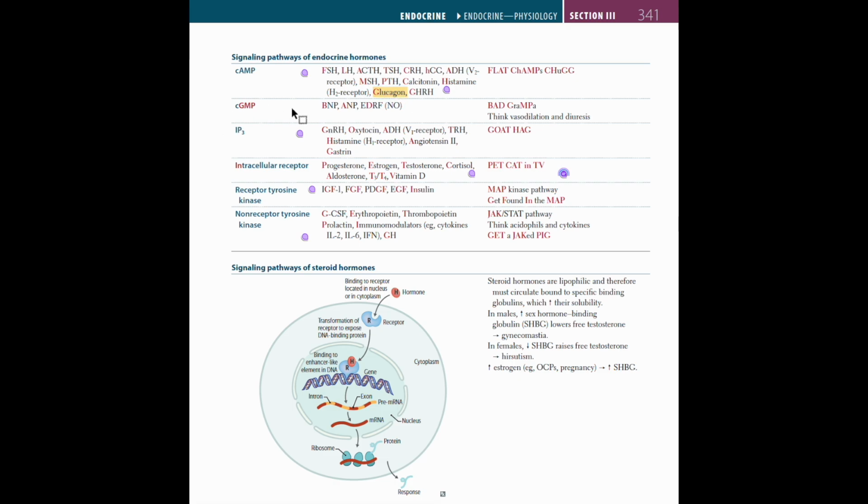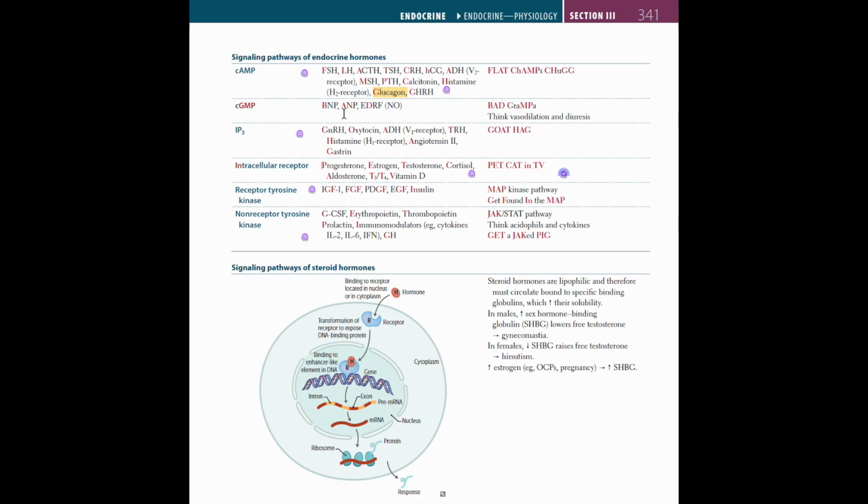And then cGMP, you can remember that, and this is going to be the mechanism of action of certain drugs. So for example, sildenafil, that's going to be for erectile dysfunction, and that's going to lead to an erection, and that's again going to be through inhibiting the enzyme that normally breaks down cGMP. So you have an increase in cGMP, which will lead to vasodilation and diuresis.